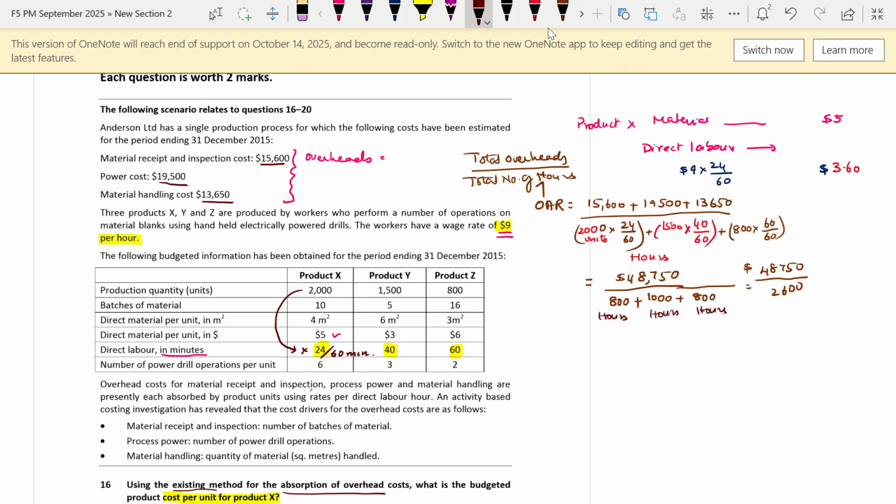What do they say? See after the table: overhead costs for material receipts and inspection processes are being absorbed by product units using rates per direct labor hour. It has been mentioned here.